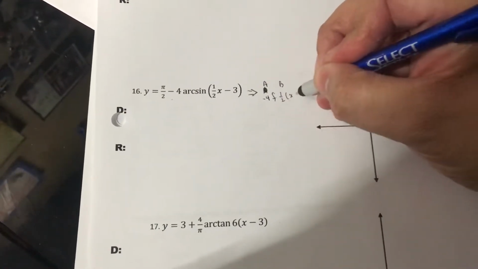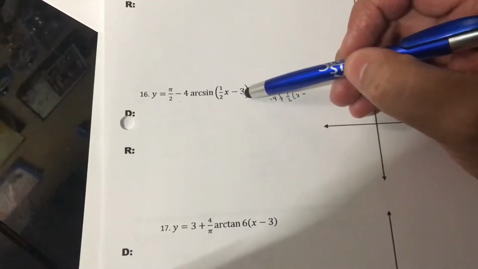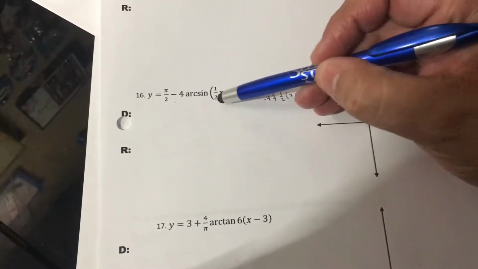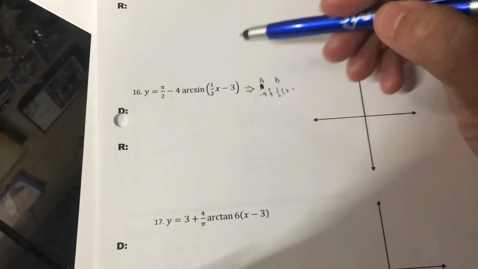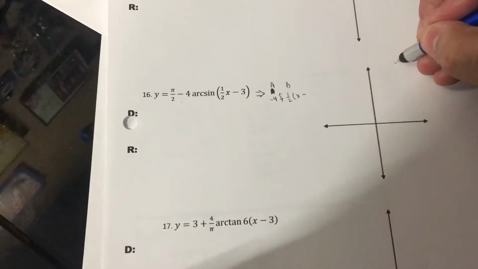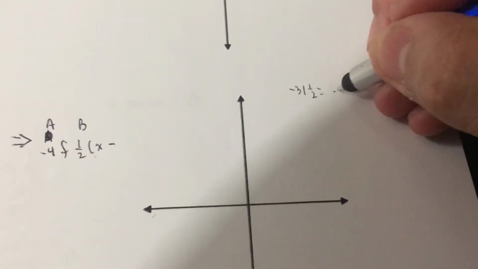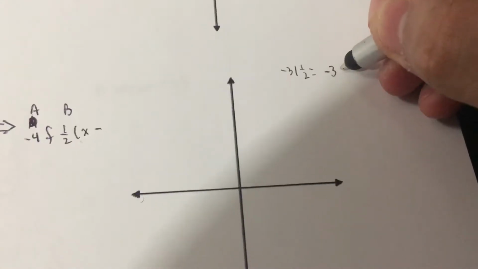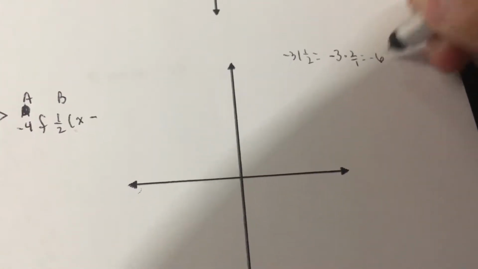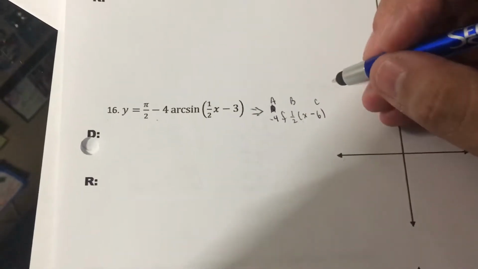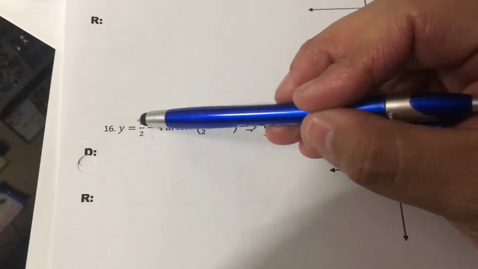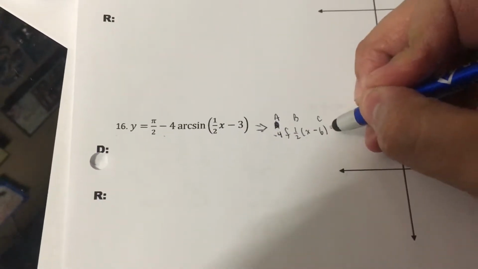So here, x, and then what I'm going to do is divide the C value by the B value, because it is inside the parentheses. I need to take it out. So -3 divided by 1/2 is equal to -3 times 2/1, which is -6. So over here goes a -6. That's my C value. And this is out of order here, they're doing it on purpose, but this would be my value for D, which is pi/2.